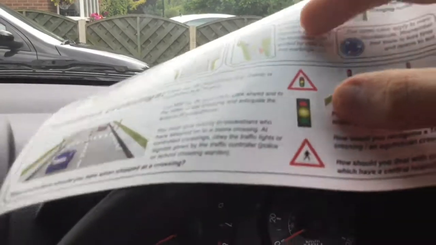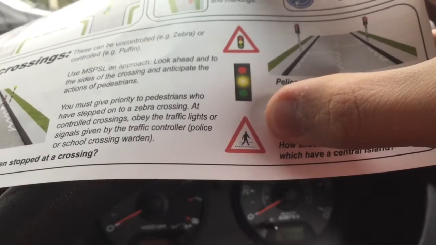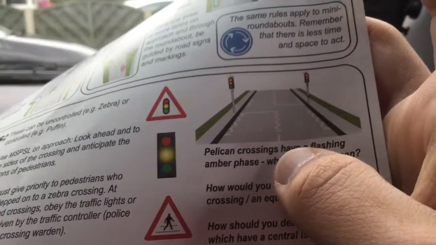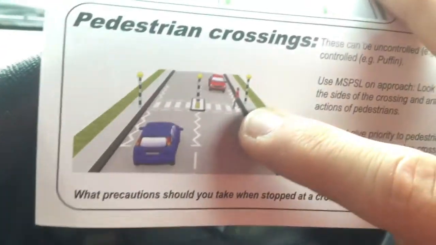But anyway, the traffic light symbol represents that, and then that, I don't know if you can see, is the symbol representing a zebra crossing. And as you can see, you've got your zigzag lines, the traffic lights, and then the Belisha beacons here, and also the black and white.